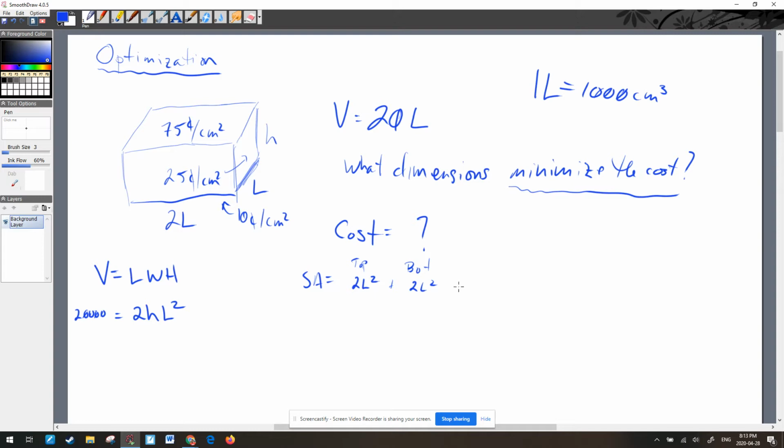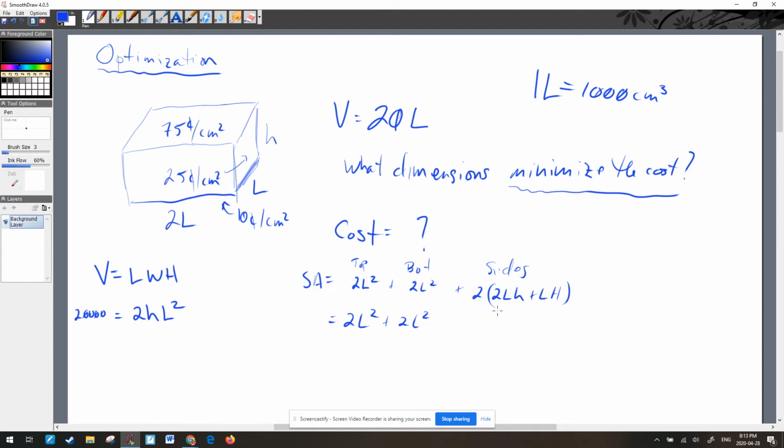And then we have the sides. I'm going to have 2 of each of these sides. One side is 2L by H, so 2LH, and the other side is just LH. And these are all the sides. So I'm going to simplify this a little bit. We're going to have 2L squared plus 2L squared. You might say, can't you make that 4L squared? Yeah, I could, but that would defeat the purpose because those sides are going to cost differently. So I don't want to do that yet.